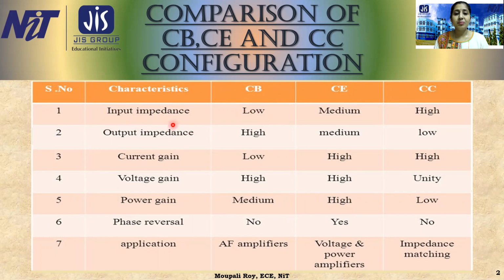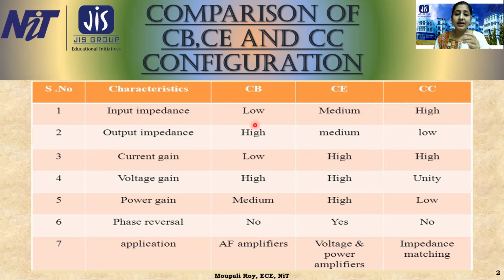In case of input impedance, in the CB mode, it is very low. In CE, that means common emitter, it is medium. And in case of CC, that means common collector, input impedance is very high. In case of output impedance, just the opposite. In common base, output impedance is high. Common emitter, for both input and output impedance, both are medium. And in case of CC, output impedance is very low.